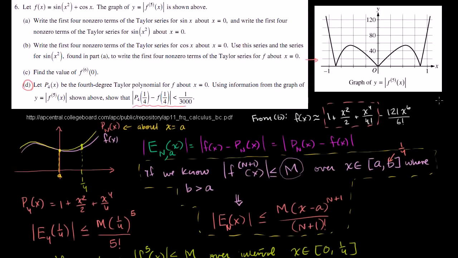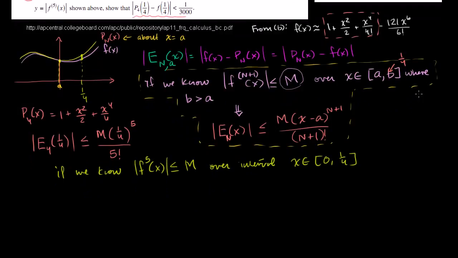So when you look at the graph, and that's exactly what they gave us, they gave us the graph of the absolute value of the 5th derivative of x. And 1/4 is sitting right over here. We don't know exactly what we hit over here. It looks like it's roughly, I don't know, 31 or 32, but we know it's definitely less than 40 over the interval between 0 and 1/4. So we can pick M to be 40. We know that this is less than or equal to 40 over that interval. So we can make this statement.